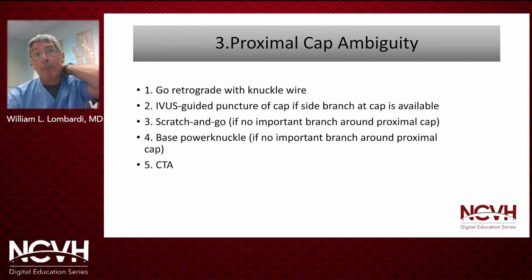How do we deal with proximal cap ambiguity in a coronary? The simplest way is to go retrograde and run a wire or knuckle up and just put a marker there. Because if I put a big marker there, it's easy. You know where to go. Most of the wires we have will penetrate the caps. IVUS-guided puncture can be effective, though very challenging to learn, especially if there's a lot of calcium or a stent across the side branch you may not be able to see. Again, scratch and go like we talked about, BASE, power knuckle, and really if you're desperate, a CT angiography overlay could be very helpful, and in peripheral, I think that would probably help a lot.